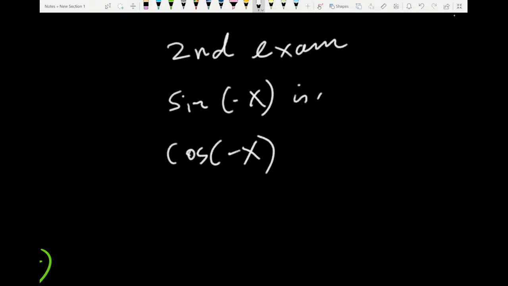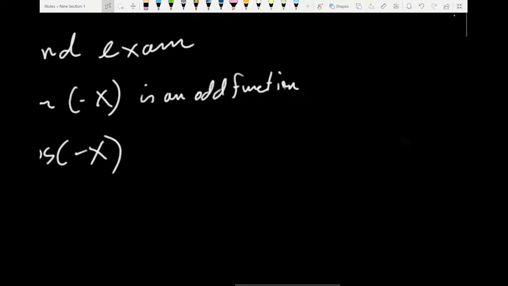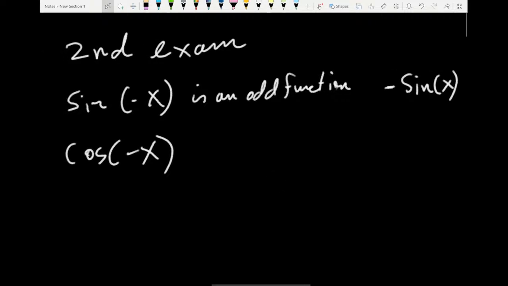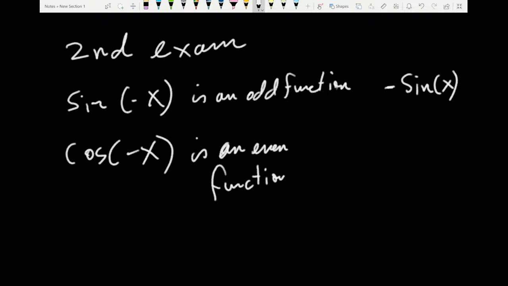Sine is an odd function. Because it's an odd function, the negative comes out and you get negative sine of x. Cosine is an even function. That's why cosine of negative x goes away. It disappears. There's no negative in there.